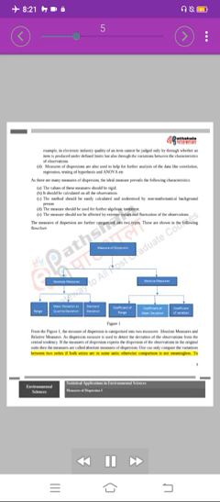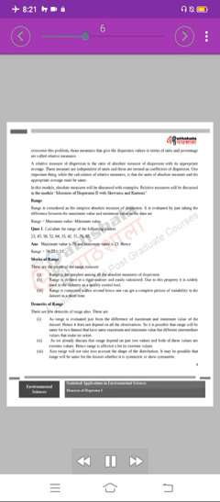Measure of dispersion. Absolute measures: range, mean deviation or quartile deviation, standard deviation. Relative measures: coefficient of range, coefficient of variation, coefficient of mean deviation.